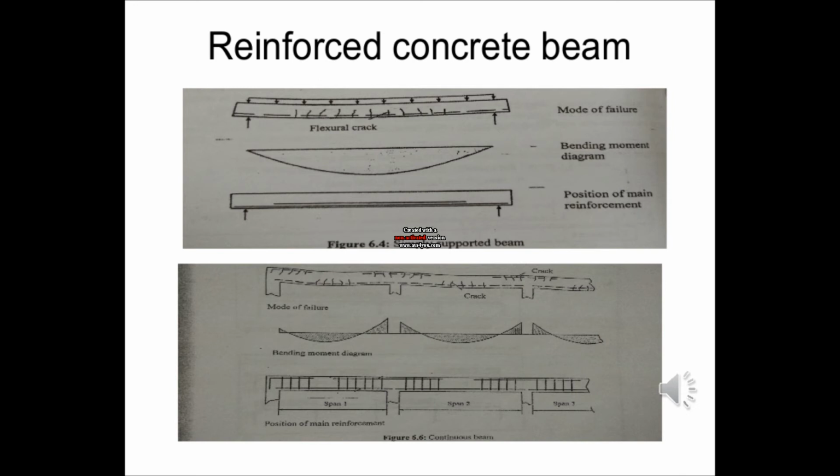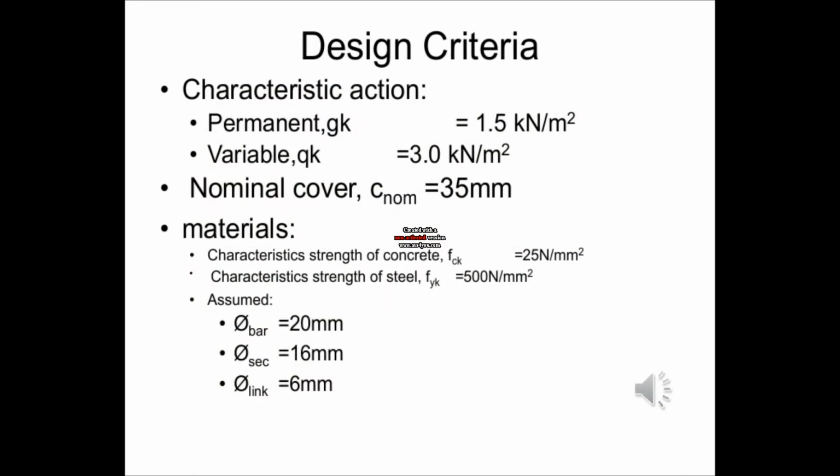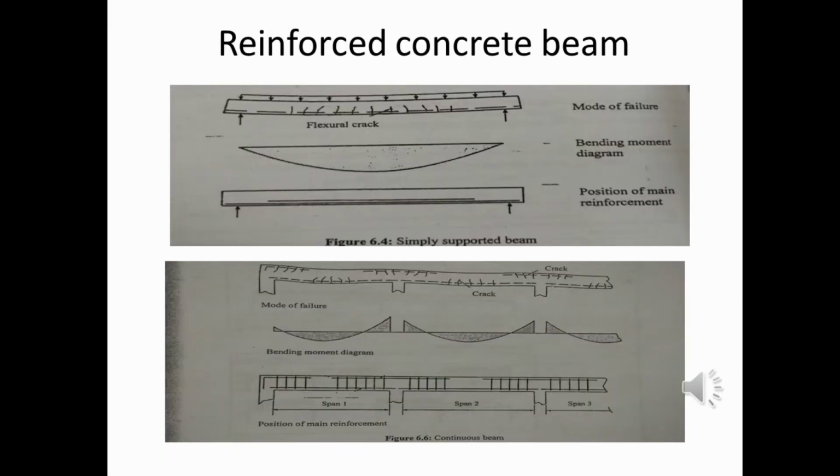In our design, we use permanent load Gk 1.5 kN per meter square and variable load Qk 3.0 kN per meter square. For the material, the characteristic strength of concrete fck is 25 Newton per millimeter square and the characteristic strength of steel fyk is 500 Newton per millimeter square. The main bar we use is 20 mm, the secondary bar is 16 mm, and for the links the diameter is 6 mm.